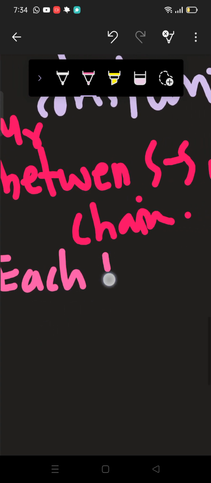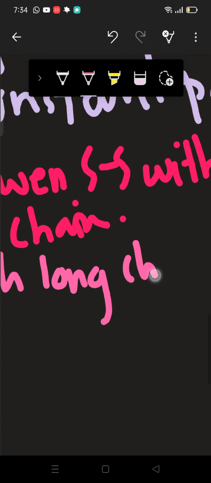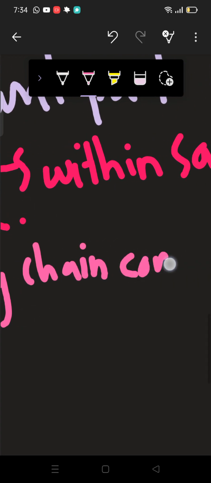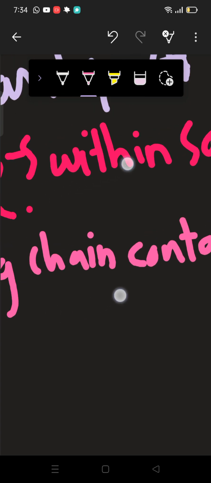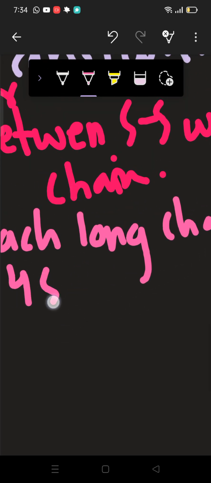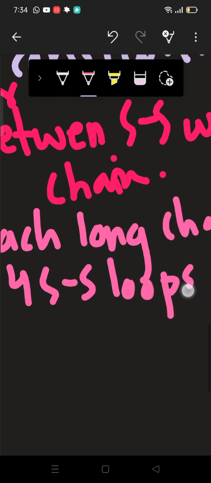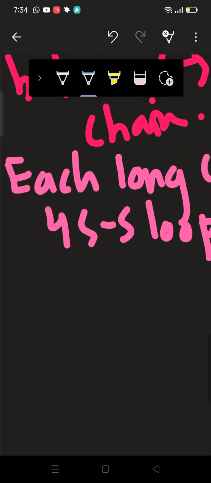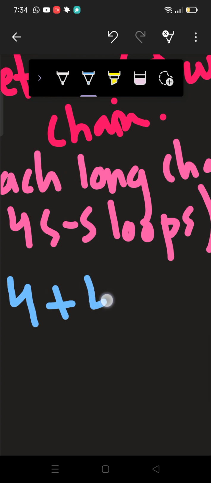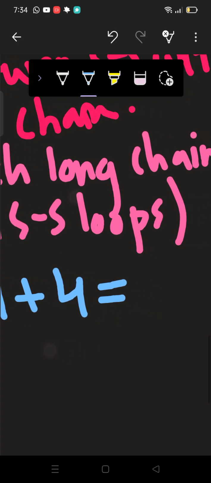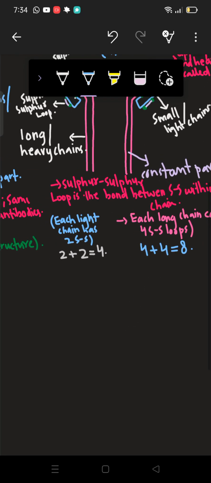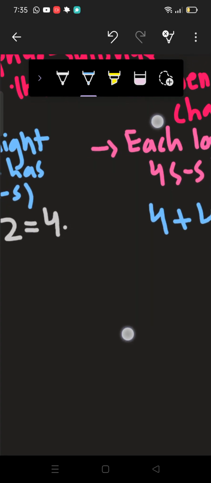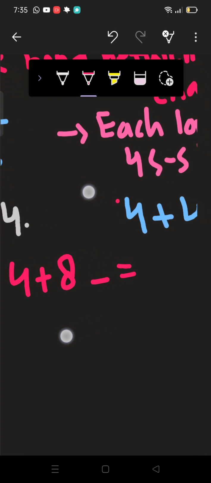And each long chain, or heavy chain, contains 4 sulfur loops. We have 2 long chains, so one chain has 4 sulfur loops and the other chain has 4 as well. So 4 plus 4 gives us 8. Now 8 sulfur loops are made on the long chain, and 4 sulfur loops are made on the small chain. So 4 plus 8 gives us 12.